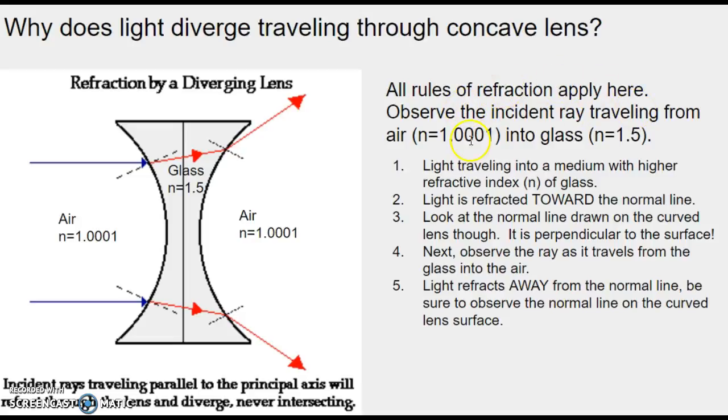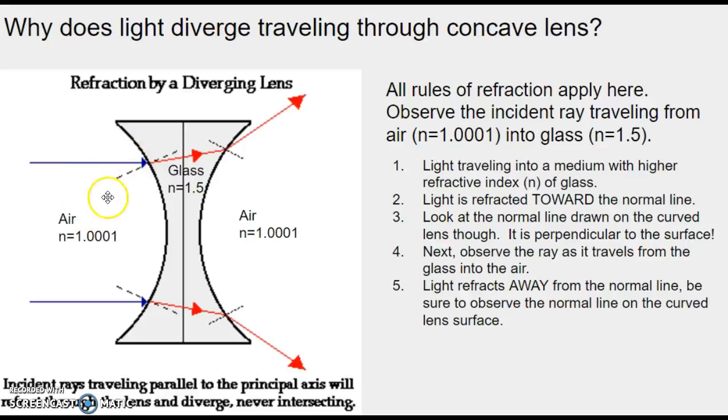Observe the incident ray traveling from air with an n value of 1.0001 into glass with an n value of 1.5. Notice air to glass. Well, we have some rules here. The rules are that if it travels from a low n value to a high n value, notice what's going to happen to my ray here. Pay attention here, it's a curved surface. Here's my normal line that's perpendicular to the surface. The incident ray, as measured from the normal line, is going to be greater than the refracted ray.